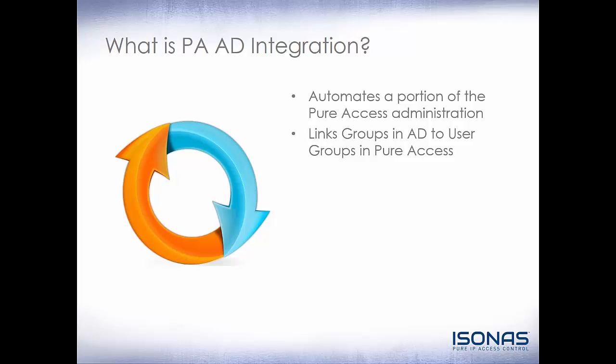It links groups in Active Directory to user groups in Peer Access. Since Peer Access uses groups for rules and so does Active Directory, it makes it very easy to set this up and automate the enrollment of users in the system.